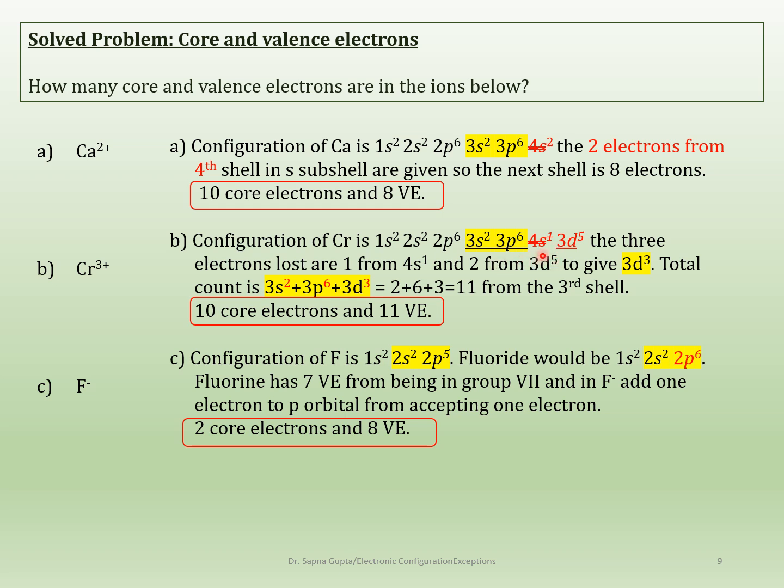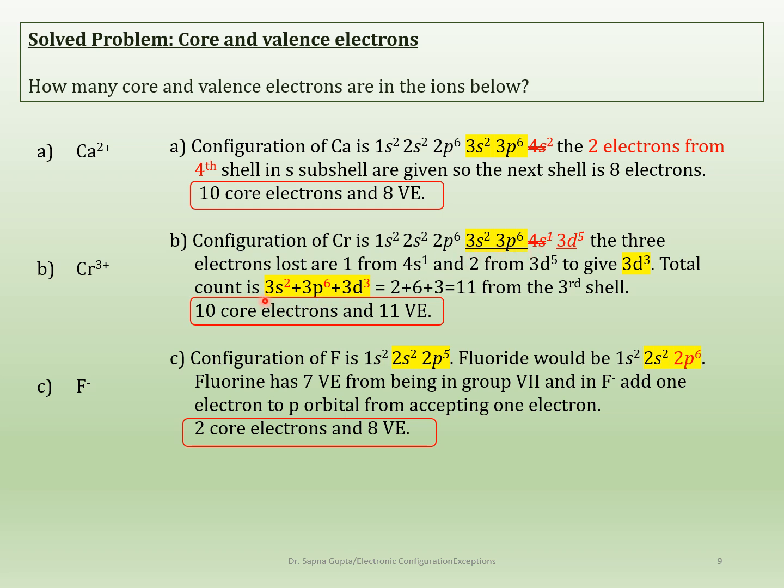Okay, so 4s1, 3d5. The 3 electrons that are lost are going to be one, of course, from the valence shell, which is the 4s1 electron, and the other 2 electrons are going to come from the 3d. Which means that now you have 3d3. So what are the total number of electrons left now outside?